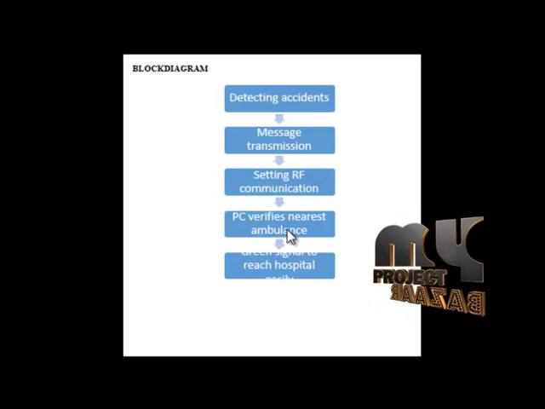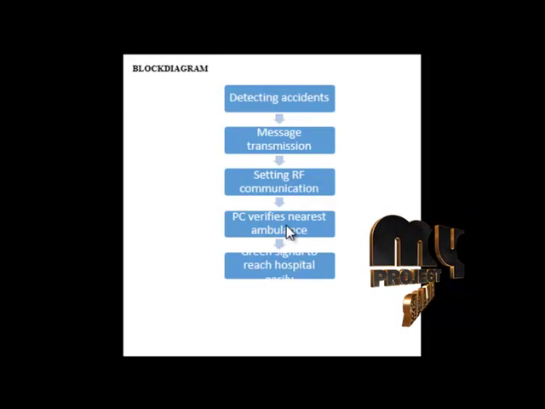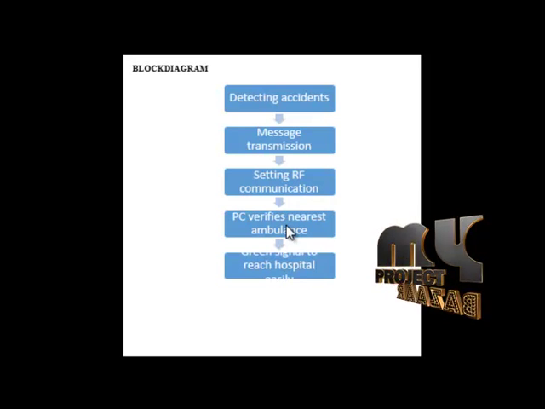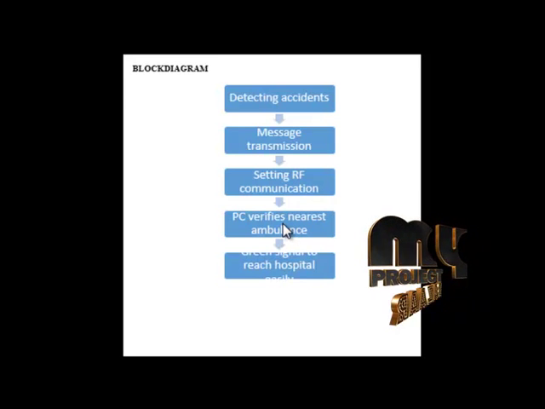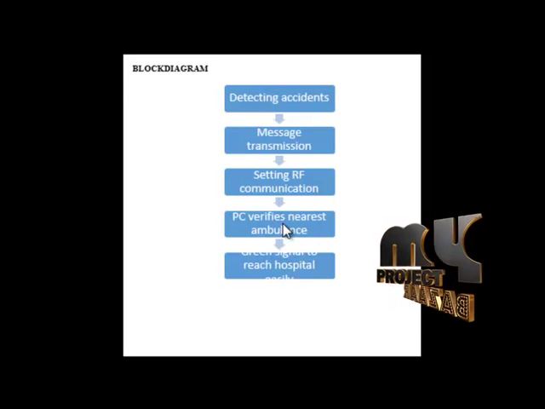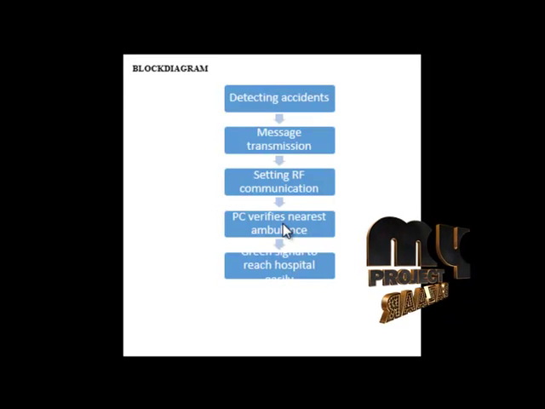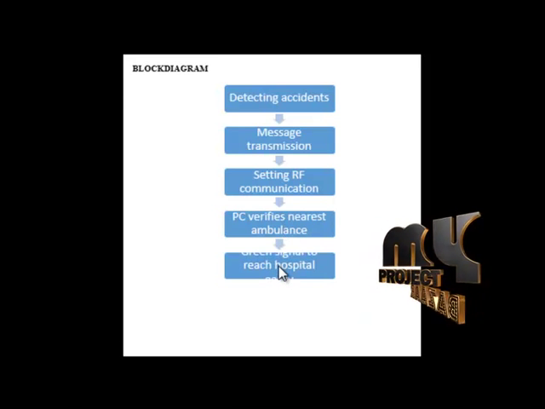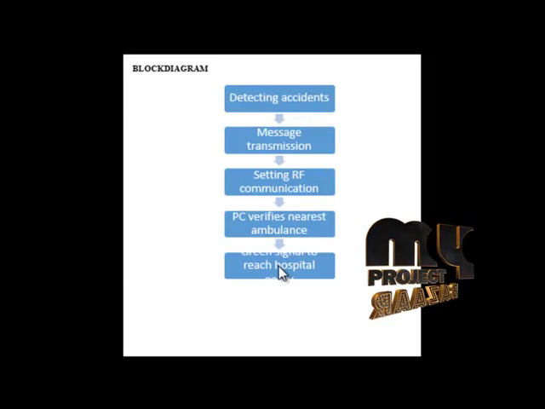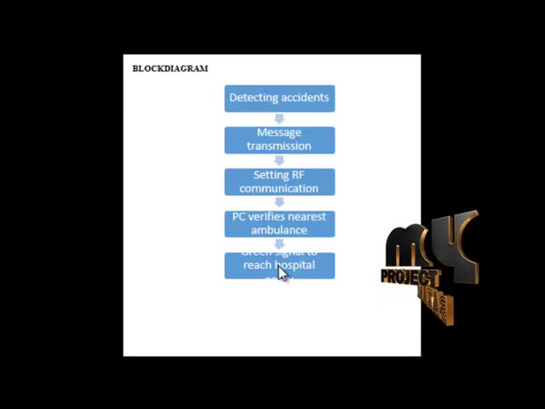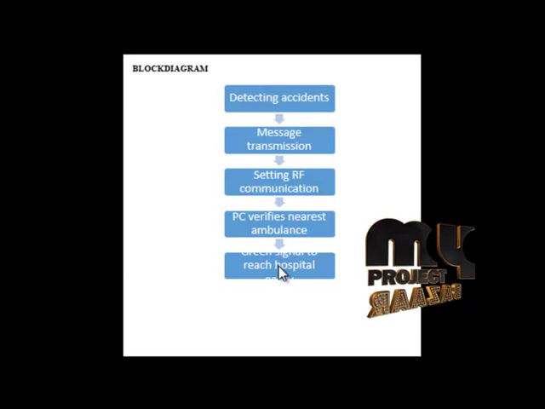Then we find the location part, that is the RF transmit. Then the information is transmitted. Then the PC verifies the one nearest to the ambulance. Near the ambulance, the message is received through the RF receiver. A radio receiver is an electronic equipment which picks up the desired signal, rejects the unwanted signal and demodulates the carrier signal to get back the original modulating signal.